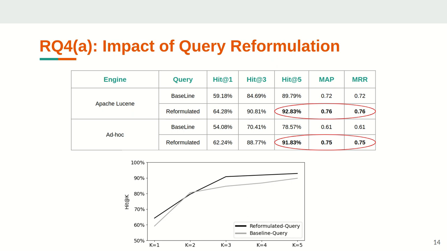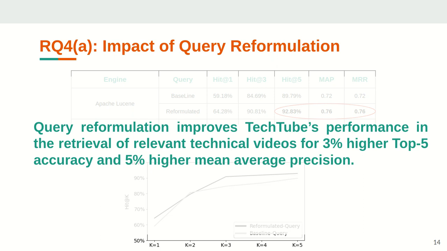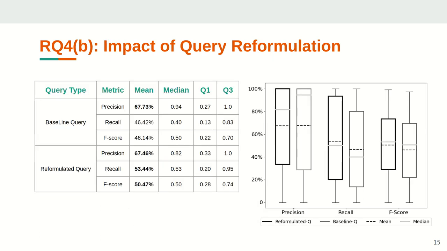Based on the figure, we can see that the query formulation outperforms the baseline query in various hit at k measures. Hit at k, so for example, hit at 1, at 3, or at 5. In total, query formulation improves TechTube's performance in the retrieval of relevant technical videos, with 3% higher top 5 accuracy and 5% higher mean average precision.